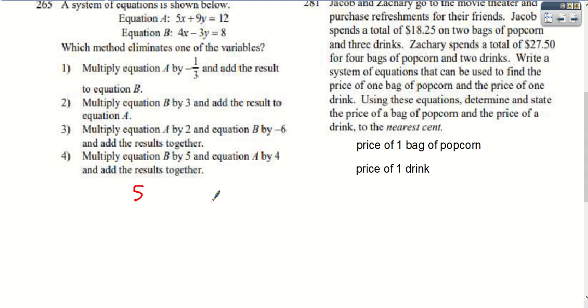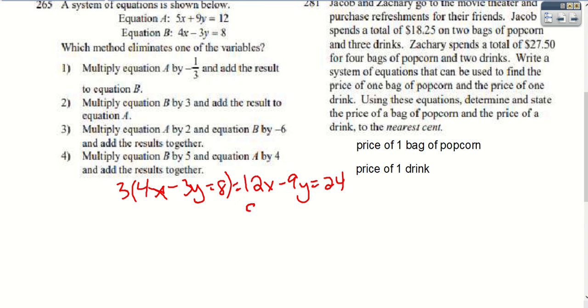All right, so if we take option 2 here, which is to take equation B, right, and multiply it by 3. So 4x minus 3y is equal to 8, and I multiply it by 3, I'm going to get 12x minus 9y is equal to 24. And you can see in equation A, it's 5x plus 9y. So these will indeed cancel out, okay? So this works. That's my choice.